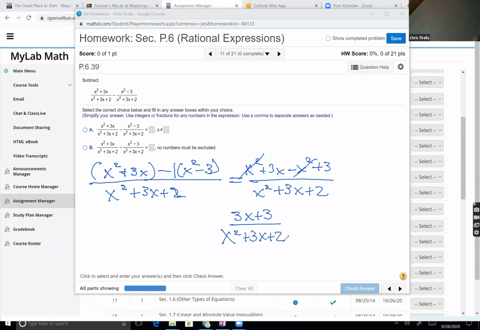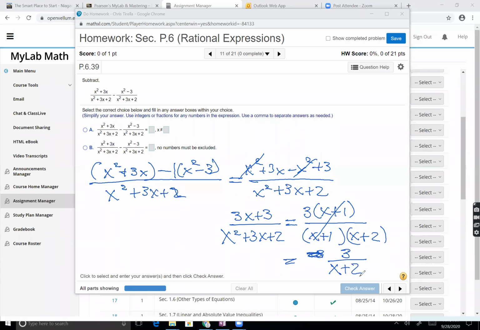But I'm not done because I have to see if that's reducible. And in order to reduce it, I have to factor. That's 3 times x plus 1 over that denominator is going to factor into x plus 1, x plus 2. I can cancel out that common factor. So my difference is 3 over x plus 2. The subtraction part, all right.